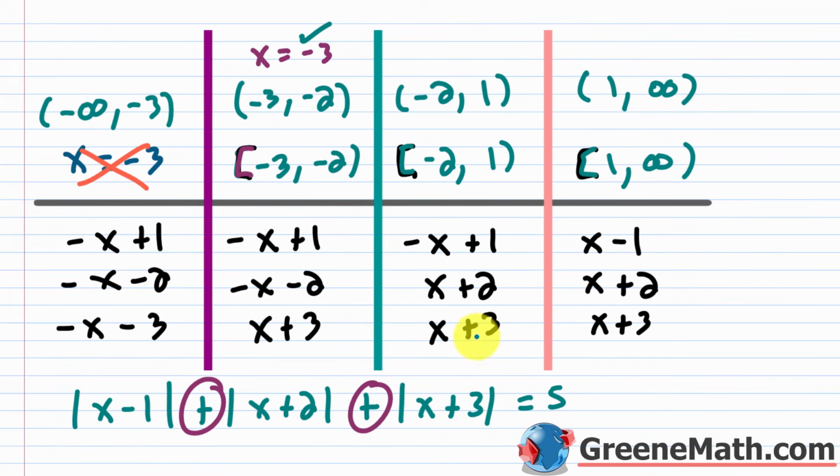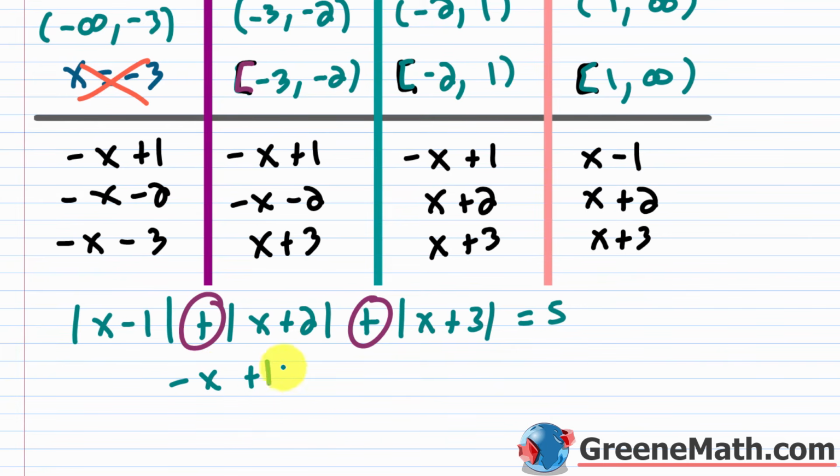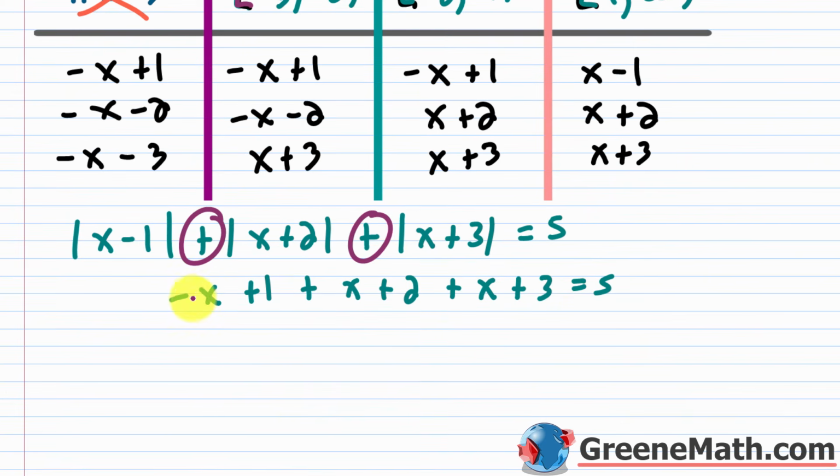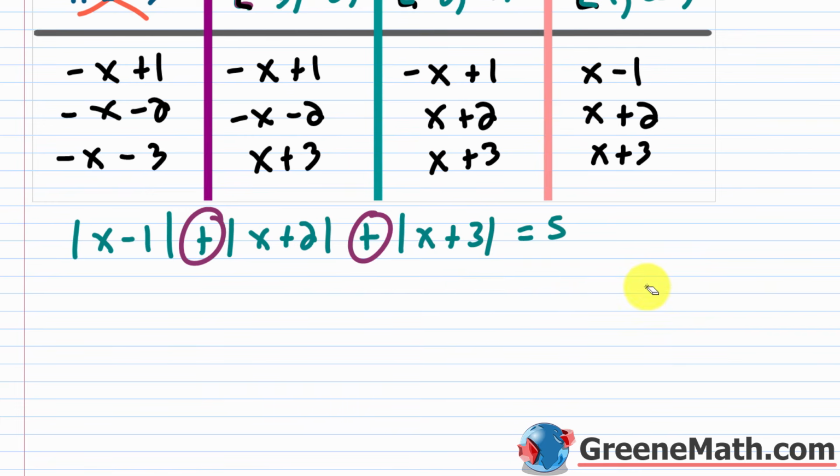So for this one, let's go through and we'll say negative x plus 1, and then plus x plus 2, and then plus x plus 3 is equal to 5. So negative x plus x, that's going to cancel. So you have 1 plus 2, which is 3, plus 3, which is 6. So you have x plus 6 is equal to 5. If you subtract 6 away from each side, you get x is equal to negative 1.